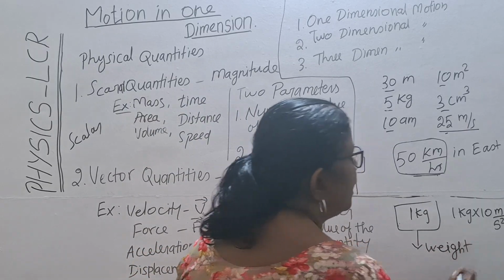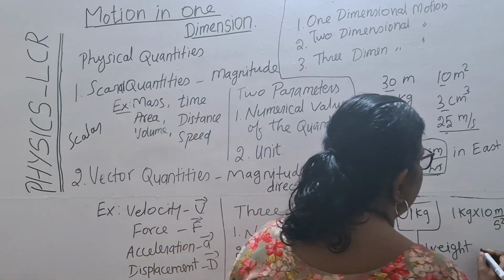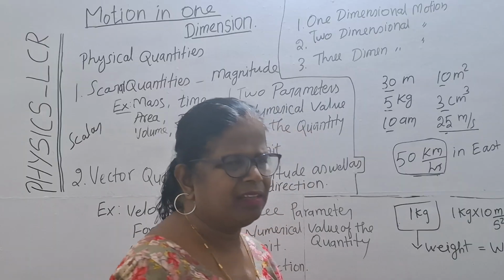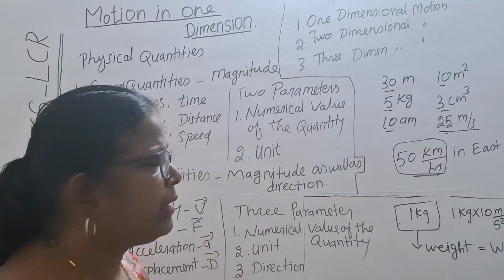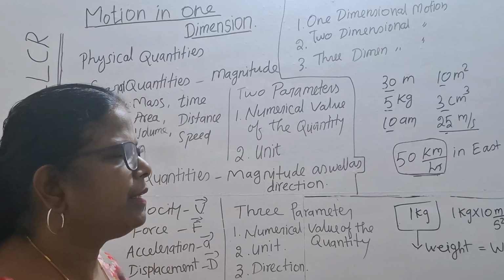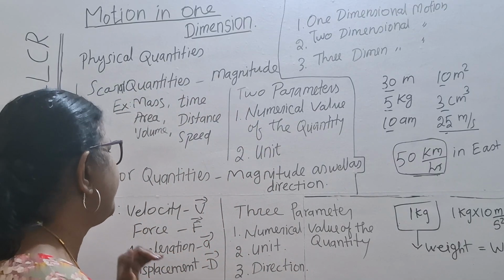So that's why weight is a vector quantity. We denote it as W, but the arrow mark is not actually given. Weight W we are mentioning, but the arrow mark is not given. Weight is a vector quantity.